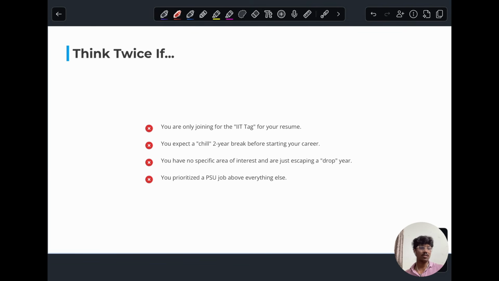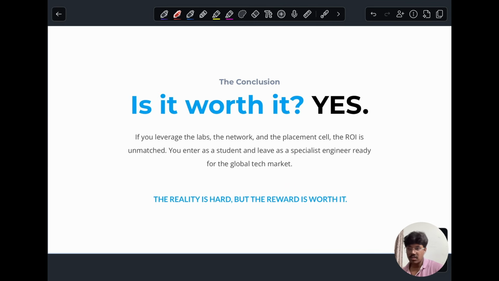So the person should not think that they should come here just for the IIT tag, because if you can't be good in the coursework, you won't be eligible for placement as your CGPA won't be good. So you should think twice before coming here about why you want to be here. Okay, so the question: is it worth it or not?